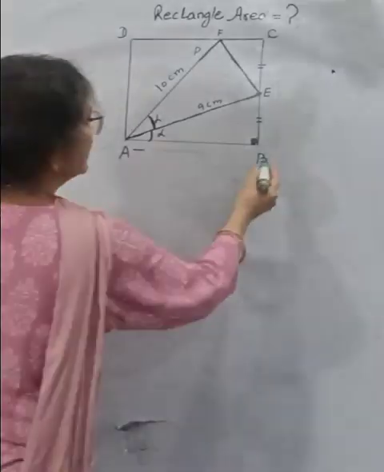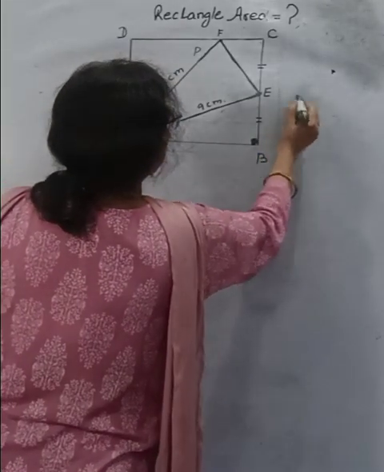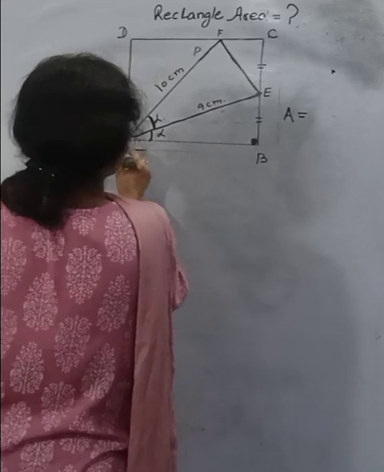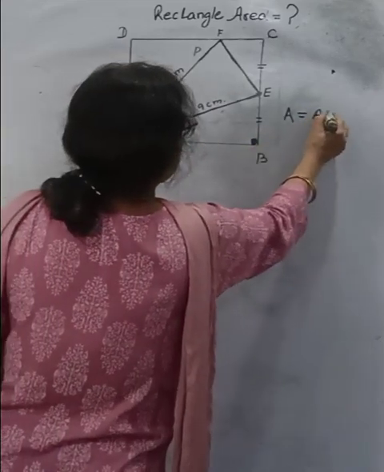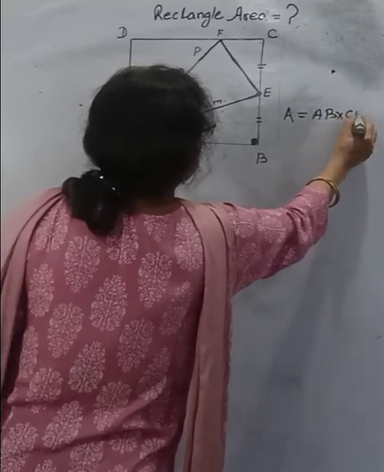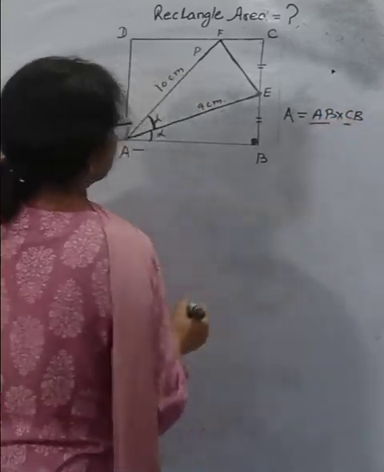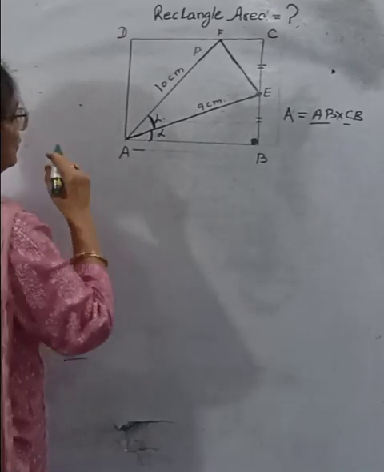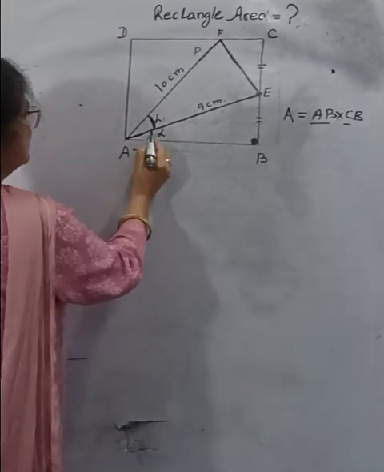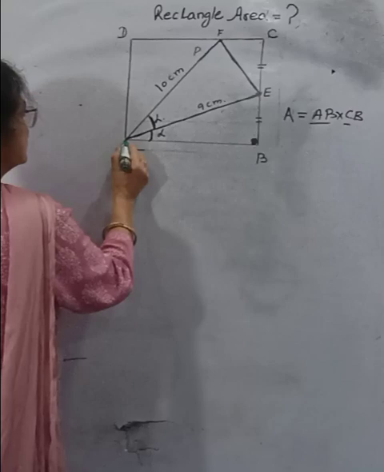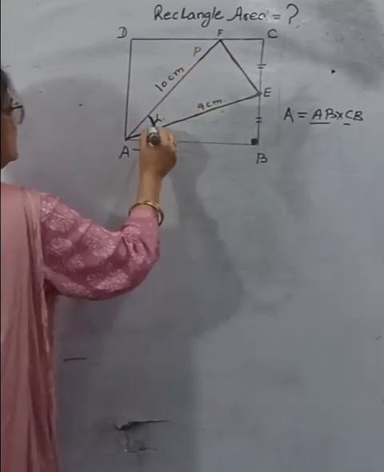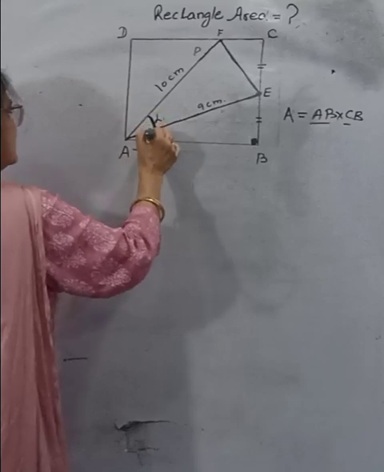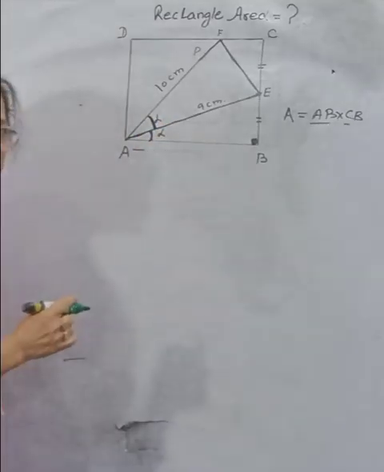The area of the rectangle, A, will be equal to height times base, which is AB into CB. This is to be found somehow on the basis of these observations. What we can do is take these two triangles, AEB and AEF. In these we have angle alpha, and this angle is very much common.